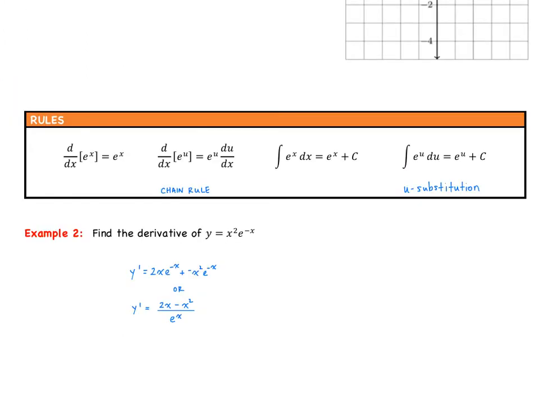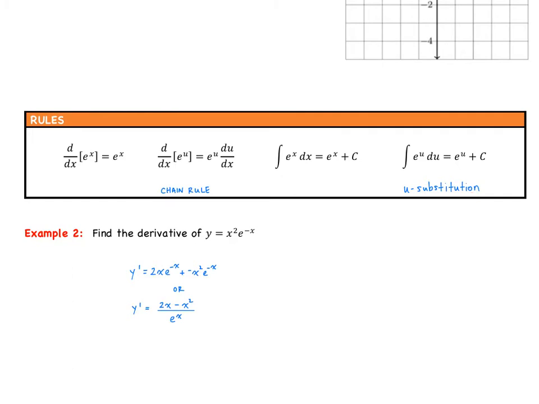Okay, now we're going to get into some rules dealing with e to the x. So if we want to take the derivative of e to the x, we're simply left with e to the x. That's the nice thing. Now if we have e to some other function of x, we just have to remember our chain rule. If we're integrating, the integral of e to the x is simply e to the x plus c. If we have e to the u, then we're going to do that u substitution and then make our substitution back and go from there.